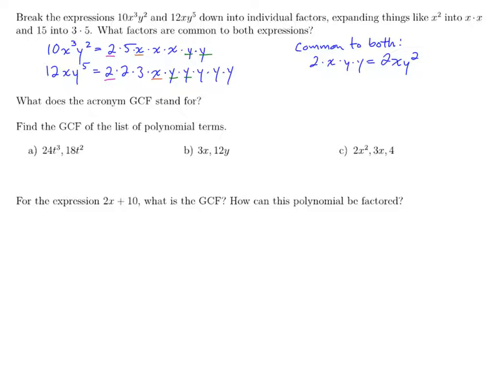This is what we're going to refer to as the greatest common factor. So it's the most that can be factored out of each of those expressions. And when we say greatest common factor, it has the common factors, but it has all of them included. So if I'd only included, for example, one factor of y, that wouldn't be the greatest common factor because 2 factors of y were common to both. This is often written as an acronym, capital G, capital C, capital F. So our next question is, what does the acronym GCF stand for? And that's greatest common factor.